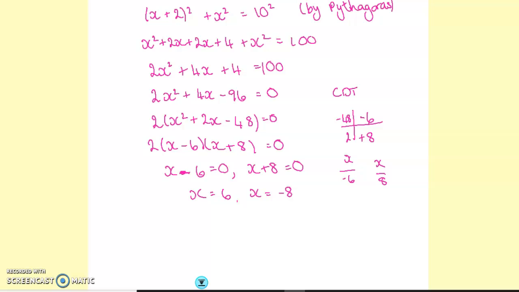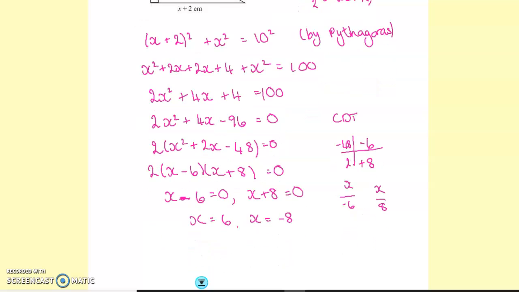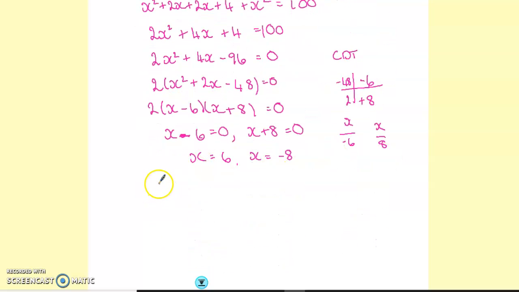But if we have a look back at our question, x this time isn't just something random, it's a length. Can't get a negative length. You can't measure something that's negative. That means x must be 6.